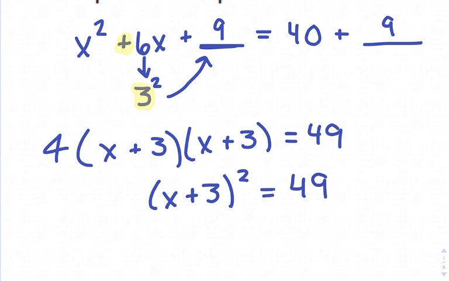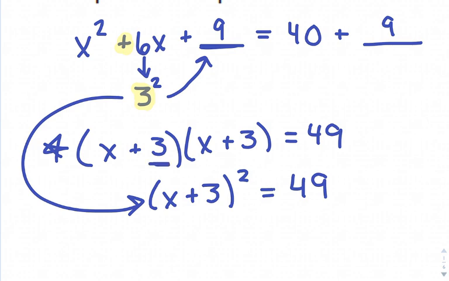Now, you can skip this step and go from here down to here if you want, but I just wanted to show you. This is the most important thing: I take half of 6 and I square it, and that goes in my blank, and then this term right here is whatever this number is. So we're going to try this now with the equation of a circle.